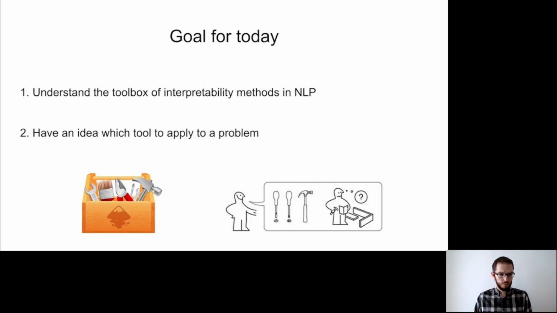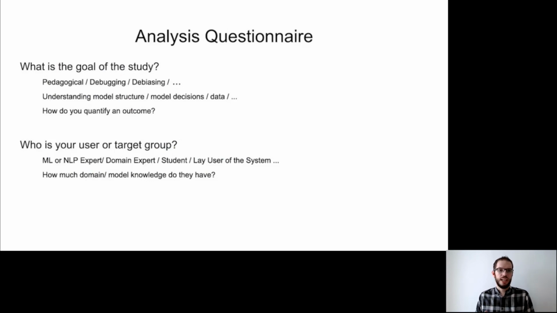To help you with the second goal, we developed this simple analysis questionnaire. This analysis questionnaire is aimed for you to get a better understanding of what your actual goals are and also who your users or target group of the investigations are. So in terms of the first part, what is the goal of the study? You can, for example, develop analysis methods that are purely pedagogical and help students understand concepts better. In contrast, you could also think about ways that you can use interpretability to debias models or to even understand and debias models at the same time.